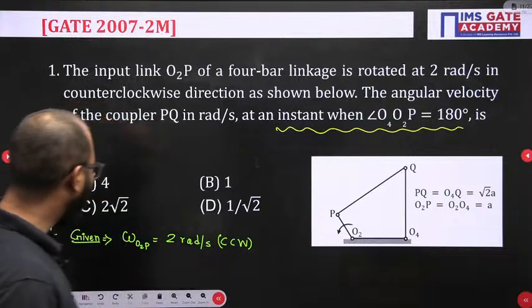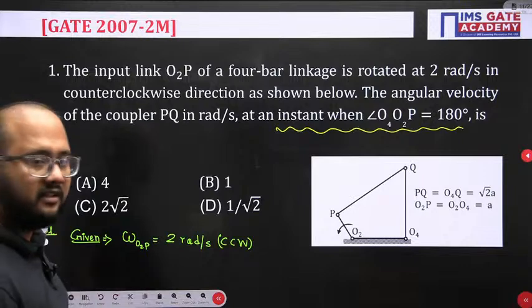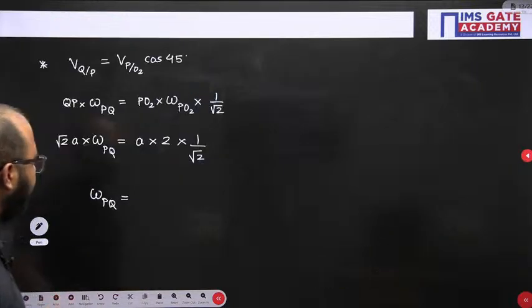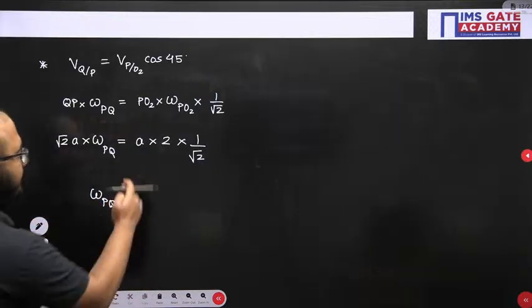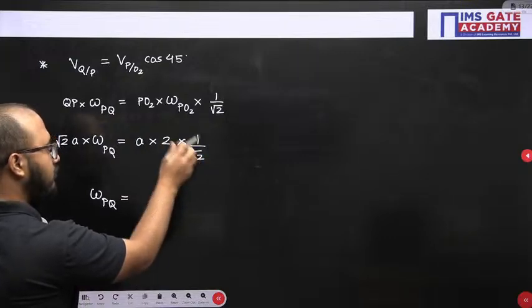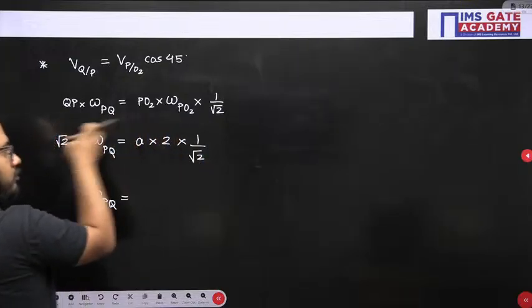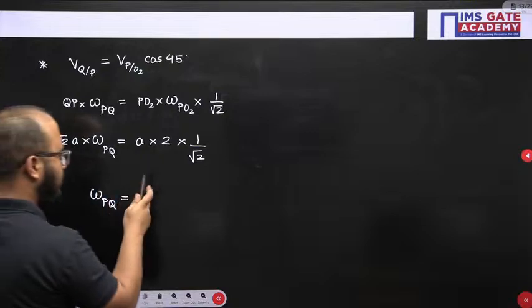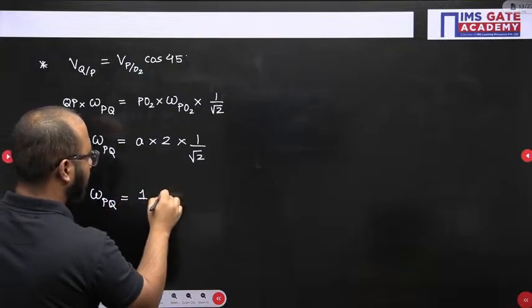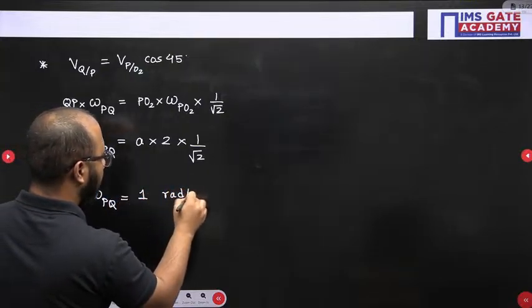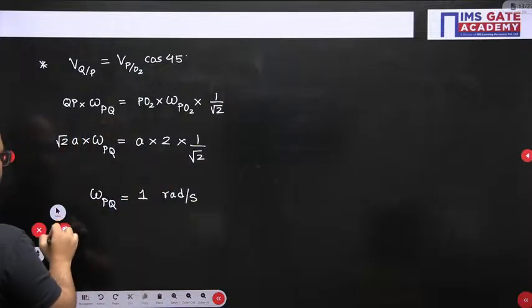Option C, 2 root 2. No. Just check the calculation again. This 2 will get cancelled out by root 2, so it will become only root 2. Root 2 will get cancelled out. A will get cancelled out. 1 radian per second will be the answer.